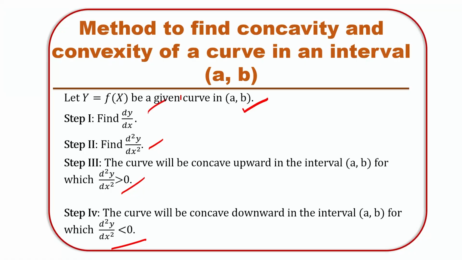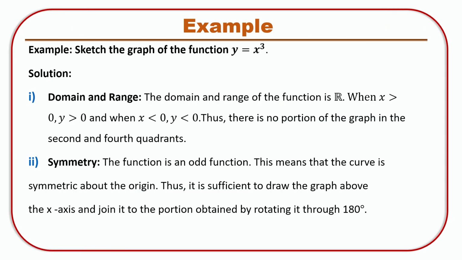So we have four steps here. We have to find the first derivative, then the second derivative, then check the sign of those, and then depending on this methodology, you will decide whether it is concave upward or concave downward.